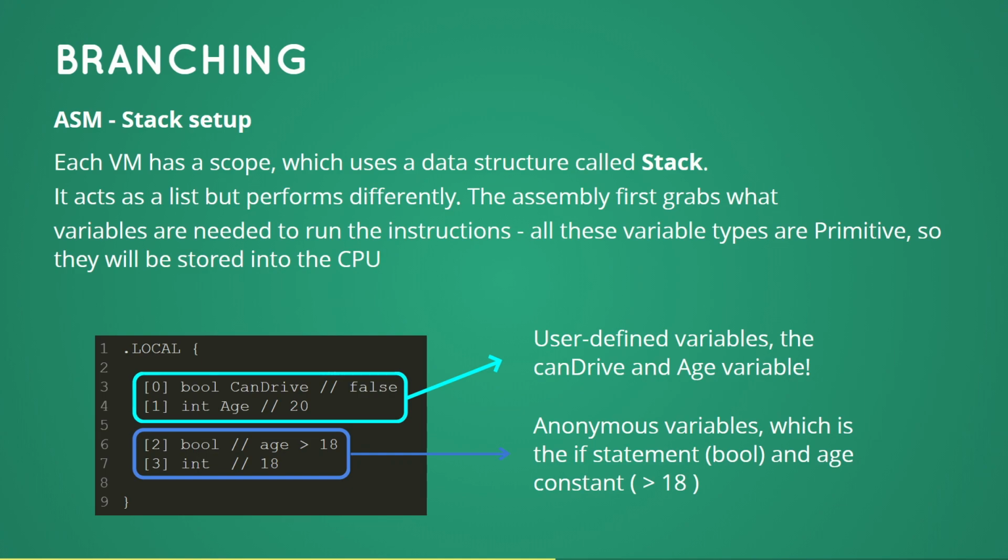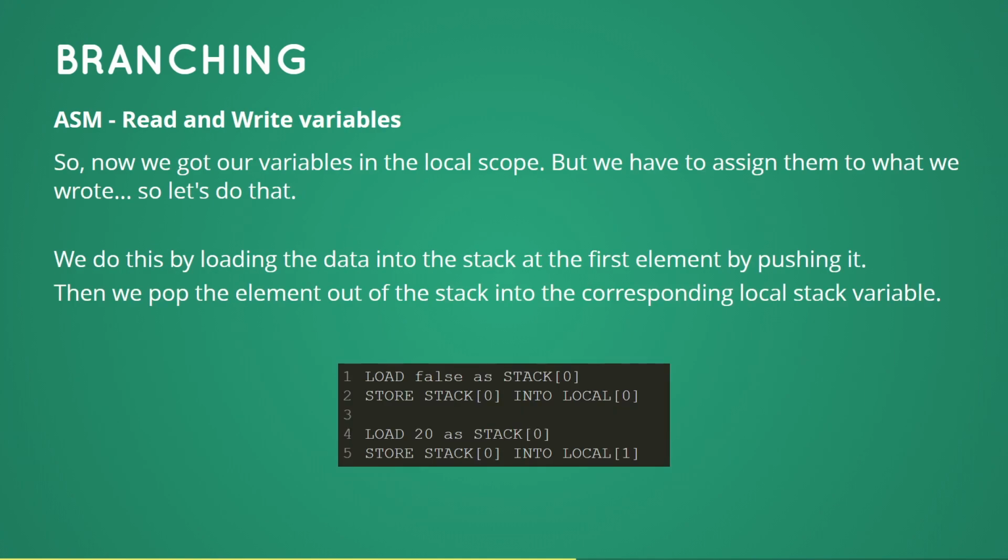The assembly first grabs what variables are needed to run the instructions. All these variable types are primitive, so they'll be stored in the CPU cache. The first 2 elements are what we defined. We know this because it has a name assigned to it. The second and the third element have no name, so they are anonymous. This will be the result from the if statement and the constant of 18, which will be the validation for the boolean. So now we've got the variables that we need in the local scope, but we have to assign them to what we wrote.